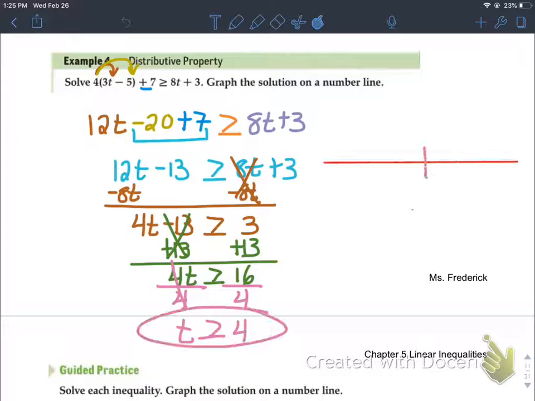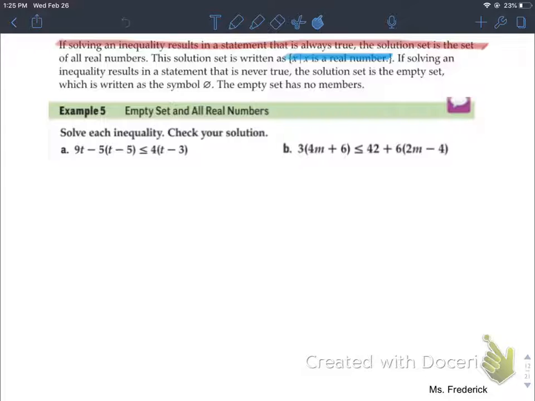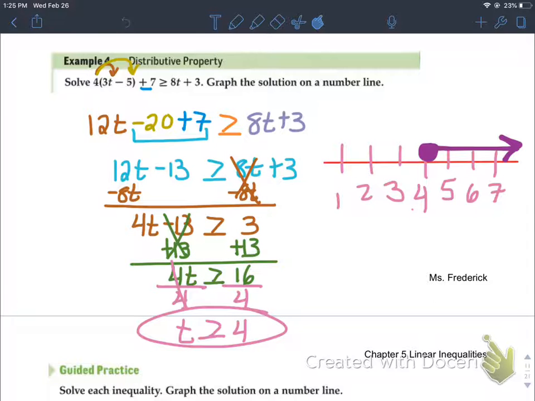equal to 4. It asks us to graph on a number line, so I'm going to plot those points really quick. And since it is greater than or equal to, I have a solid circle, and I am pointing it to the right. Go ahead and pause the video and try the examples below. We will go over them in class tomorrow.